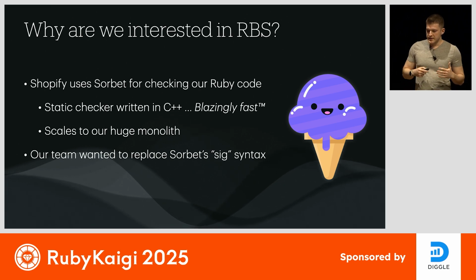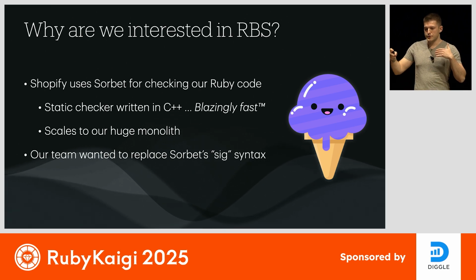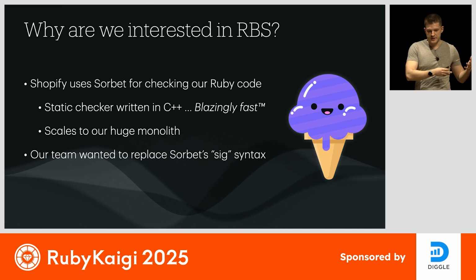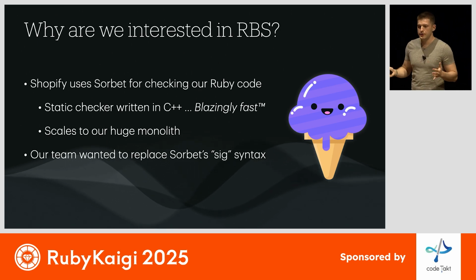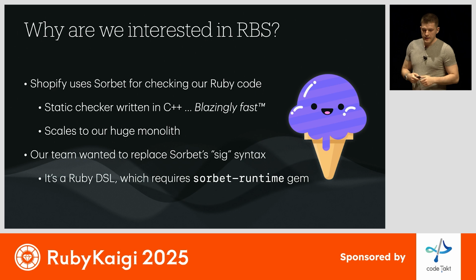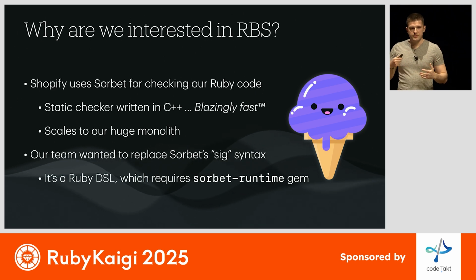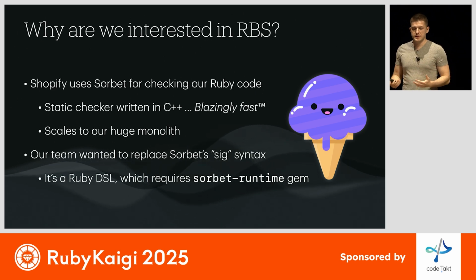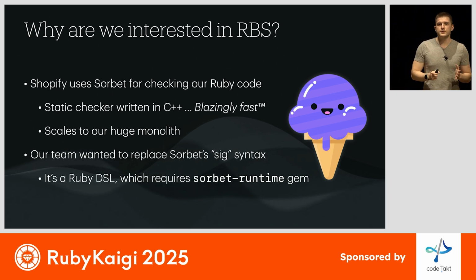The SIG syntax is a Ruby DSL that is how Sorbet code expresses the types instead of these RBS comments. And that's all you could use up until today. Because it's a Ruby DSL, it involves actually calling methods that need to exist at runtime, and they're provided by the Sorbet runtime gem. This was a big limitation.